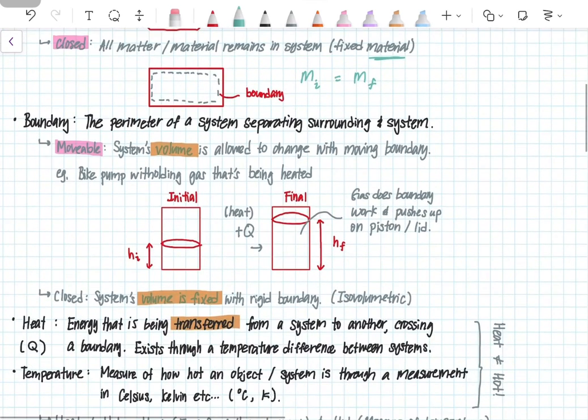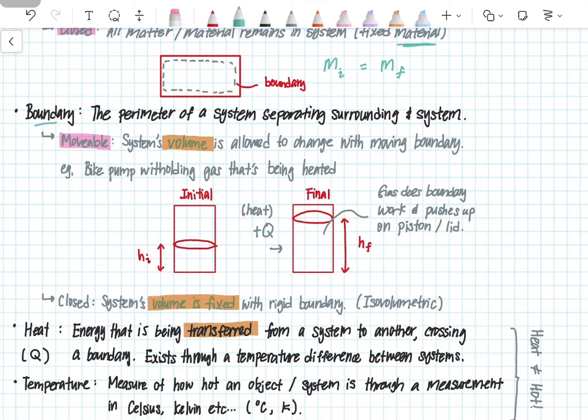So a boundary is the perimeter of a system separating the surroundings from the system. And you have two forms of boundaries. First, you can have one that is movable. So that could mean that your system's volume is allowed to change through a moving boundary. A specific example would be the bike pump that is holding gas.